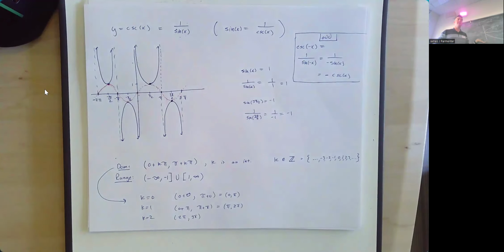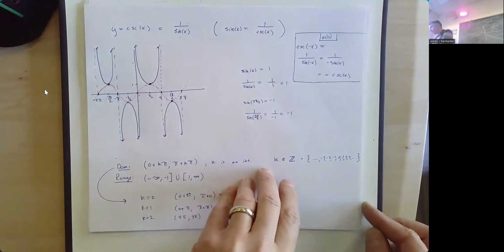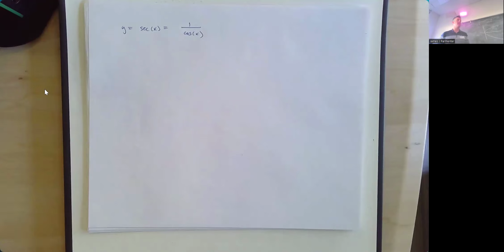In a similar way, since cosine was even, we are going to see that secant is going to be even as well. Or as I like to remember, of all 6 trig functions, cosine and secant are the only even ones, and the other 4 are odd.